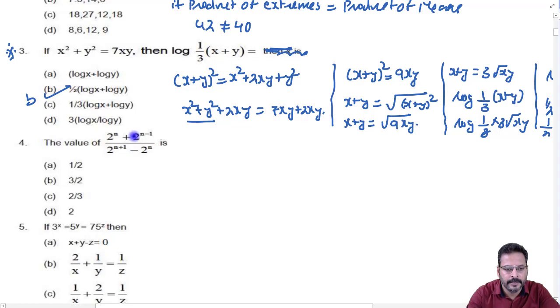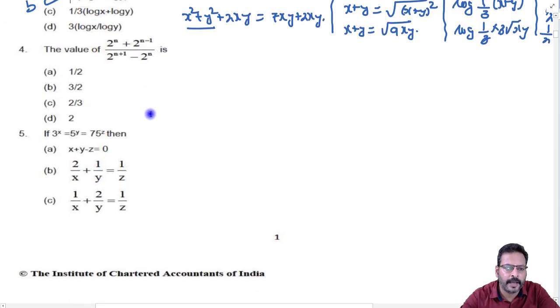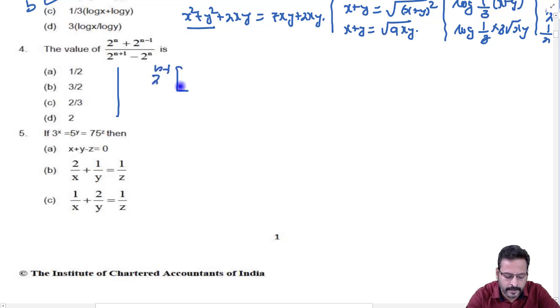Then fourth one, find the value of 2 raised to n plus 2 raised to n minus 1 divided by 2 raised to n plus 1 minus 2 raised to n. 4 terms are there. The least of 4 we can take it as common. That means 2 raised to n minus 1 we can take common. That implies 2 plus 1 divided by denominator also taking 2 raised to n minus 1 as common. 2 raised to n minus 1.